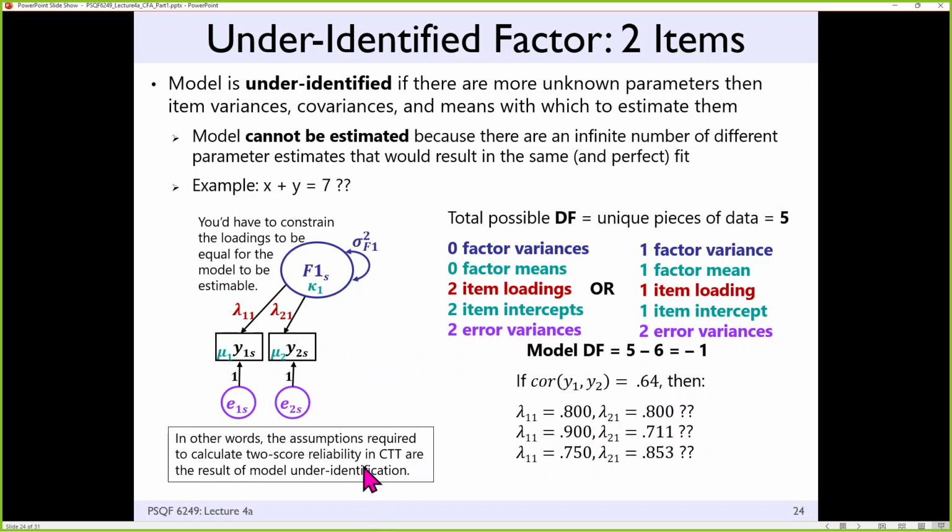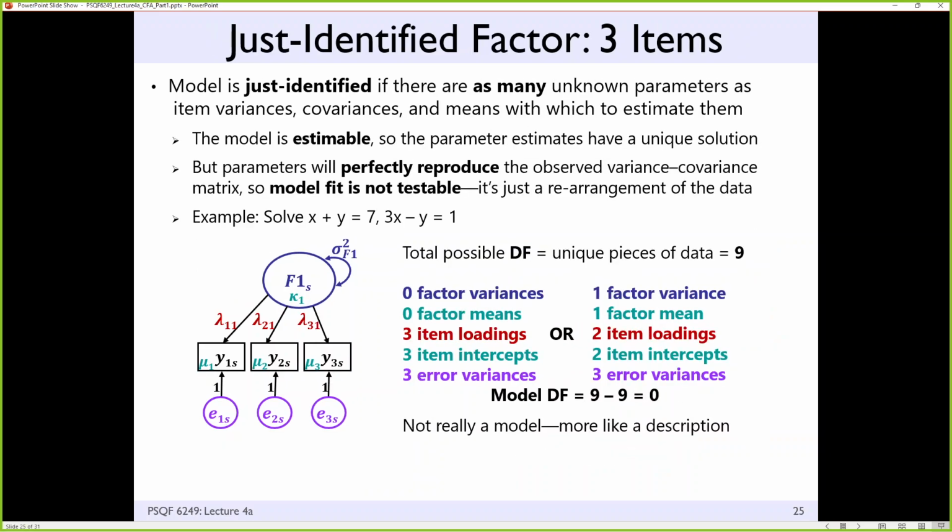So, as I have a side note here, some of the assumptions required to calculate 2-item reliability or 2-score reliability in classical test theory are because of under-identification right here. So under-identified means you are trying to do too much. You don't have the data. Just identified is another vocabulary word. That's what happens if you have 3 items.